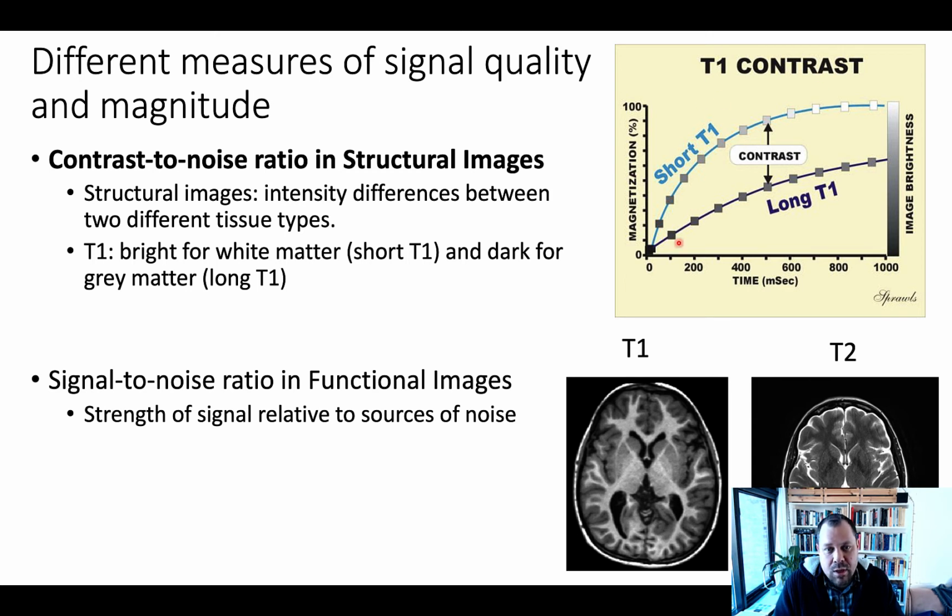Both are different, where we have different times where the hydrogen atoms relax back to or align back with the magnetic field. So the magnetization increases at different speeds for these 2 tissue types, which gives us this contrast.